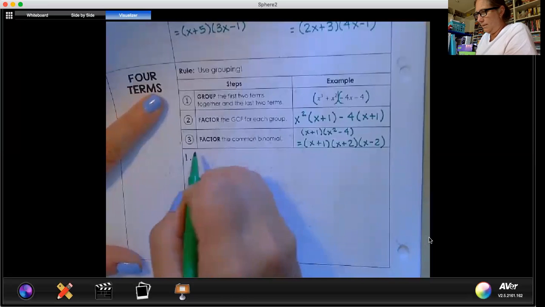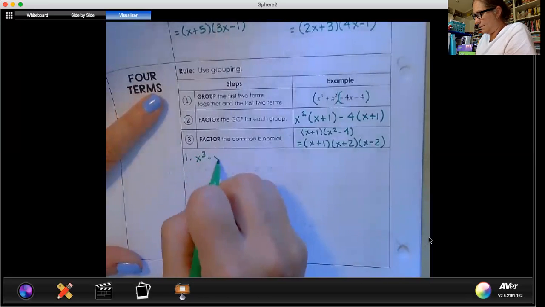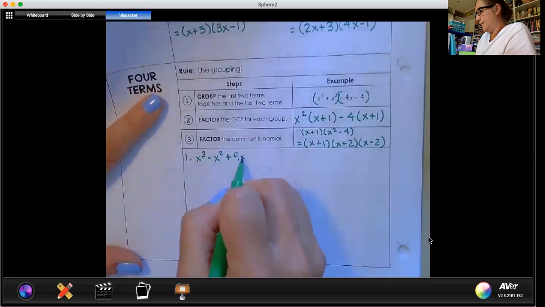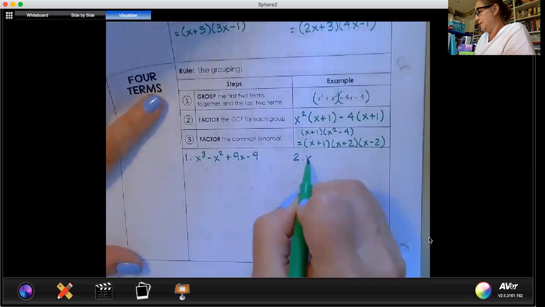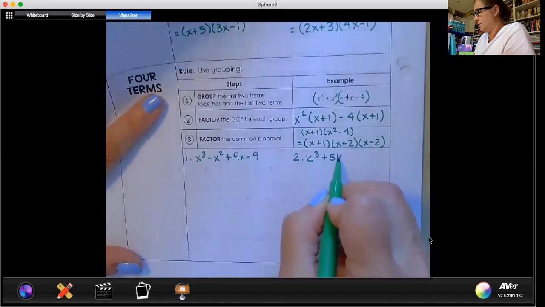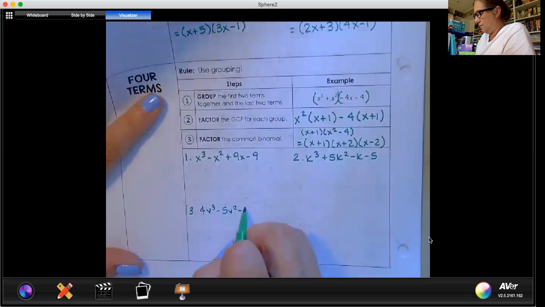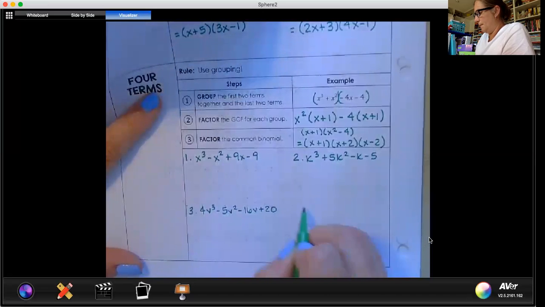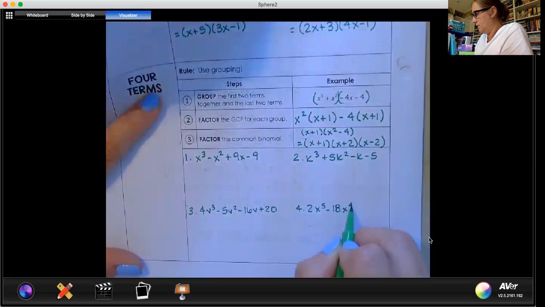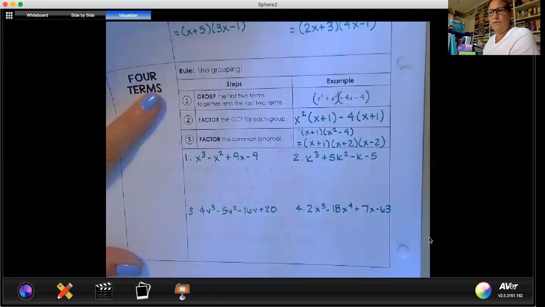So number 1 is x cubed minus x squared plus 9x minus 9. 2 is k cubed plus 5k squared minus k minus 5. 3 is 4v cubed minus 5v squared minus 16v plus 20. And 4 is 2x to the 5th minus 18x to the 4th plus 7x minus 63. All right, guys, if you will, please pause your video, come back and check your answers.